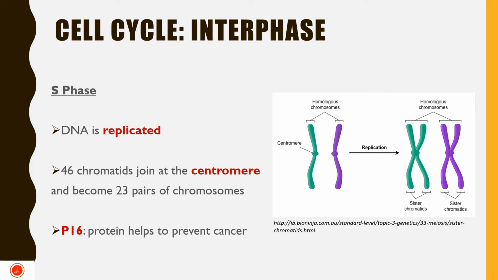The S phase only begins when the cell has grown enough to contain double the DNA. During the S phase, DNA is replicated. Although the number of chromosomes after this process has doubled, we still count them as 46, but as 46 chromatids. We do this because we count the number of centromeres, which is the area that joins the sister chromatids.